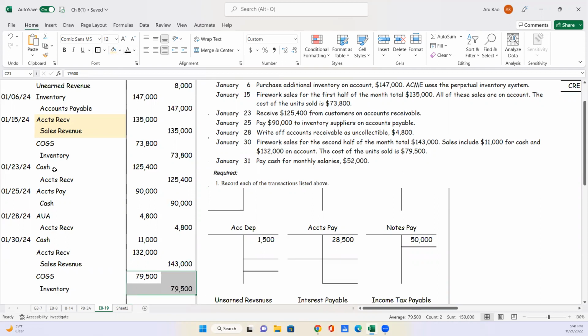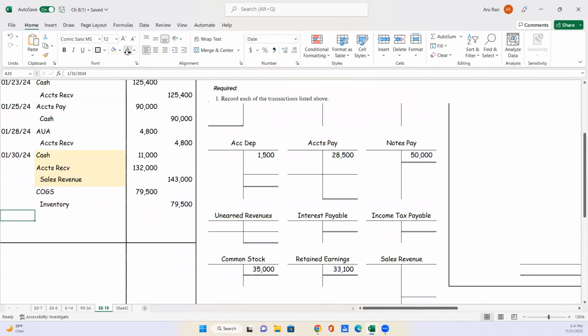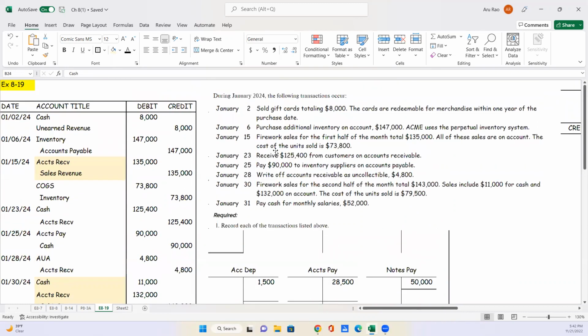Once again, these two journal entries look different. Here it was all credit sale. Here some of it is cash sale. So we did this. We have two debits and one credit over here. Okay. Finally, on the 31st, we pay cash for monthly salaries, 52,000. So this is a very straightforward journal entry. On the 31st, salaries expense debit, cash credit, and that is $52,000. So at this point of time, we've taken care of this part. The first part was to record all the transactions listed above, and we've taken care of that.